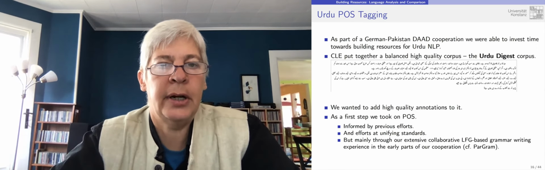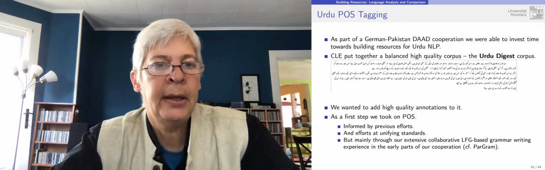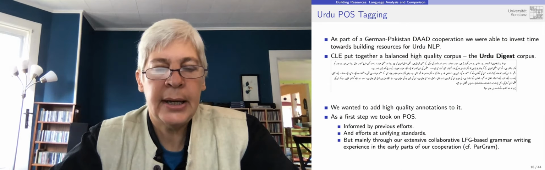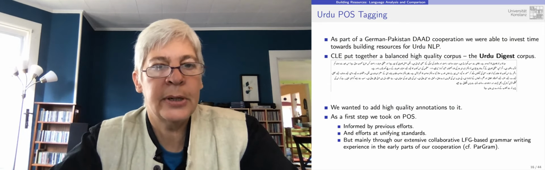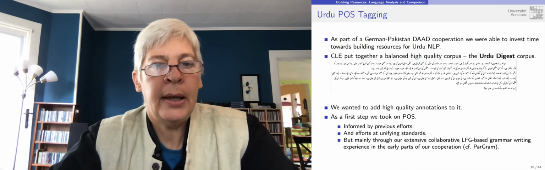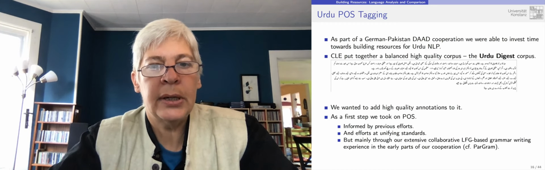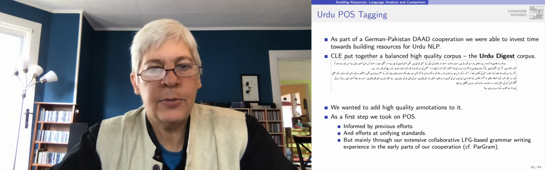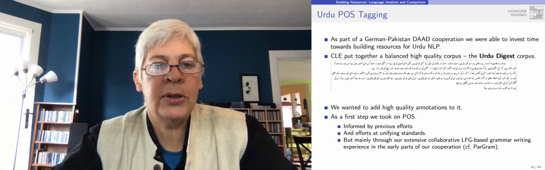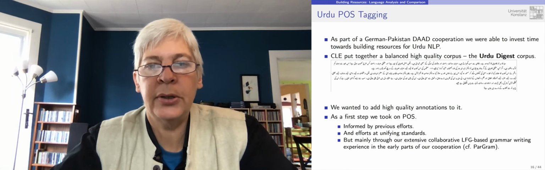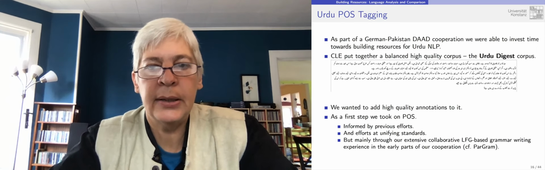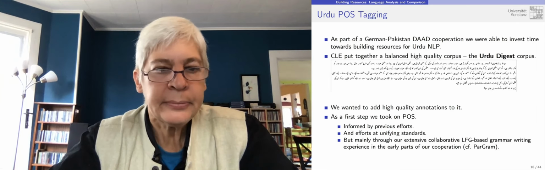And when we got around to thinking about part of speech tagging, thankfully, as part of the German-Pakistan DAD cooperation, we were able to invest time towards building resources for Urdu NLP. And CLE wanted to sit back and really do a high quality corpus. So they'd been putting together corpora in various different ways, but none of these were balanced. They had all kinds of problems. And so they actually spent the time to put together a balanced high quality corpus called the Urdu Digest Corpus. I've given you an excerpt here, and you can see it's in the Urdu script. It's written from right to left.